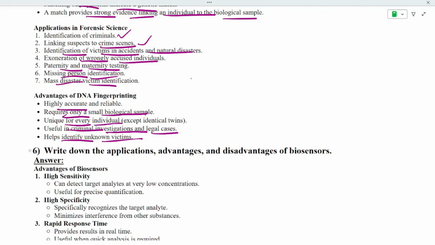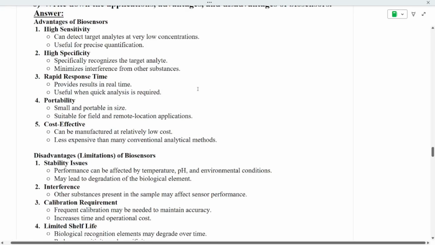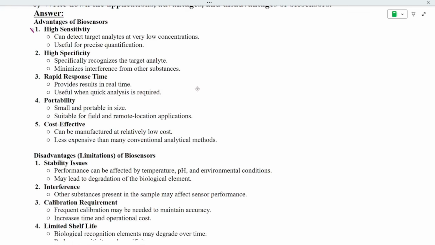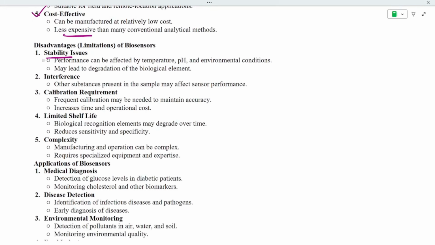Now, next, let's see the applications, advantages and disadvantages of biosensors. Biosensor advantages: it is highly sensitive, high specificity, rapid response time. It will give results very quickly. Portability: it is small and portable in nature, cost effective, less expensive. If we see the limitations or disadvantages, there are stability issues, like it can be affected by temperature, pH value and environmental conditions.